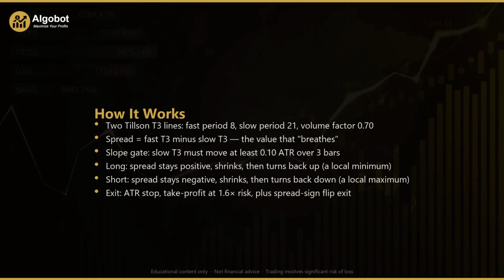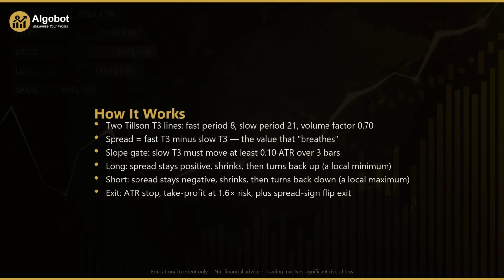Think of this spread as breathing in and out. When a market is trending higher, the fast line rides above the slow line, so the spread is positive. During a pullback, the fast line drifts back toward the slow line and the spread shrinks. If the trend is genuinely intact, the spread shrinks but never crosses below zero. The moment buyers step back in, the fast line pulls away again and the spread makes a fresh turn upward. That turn is what the strategy is looking for.